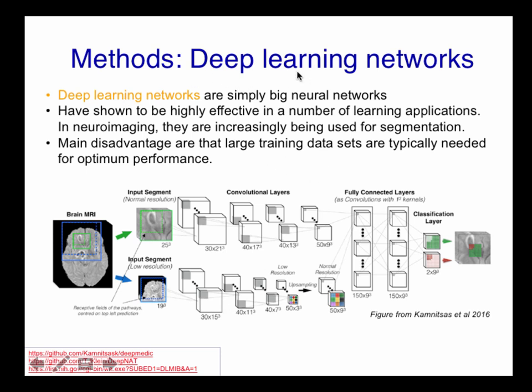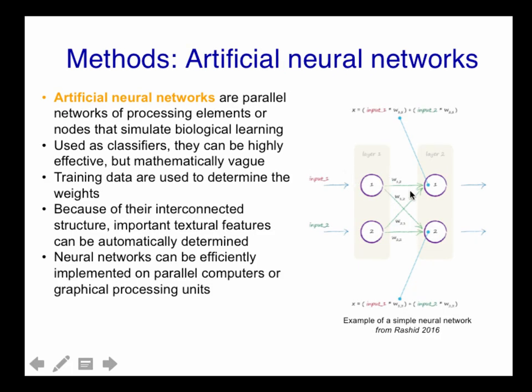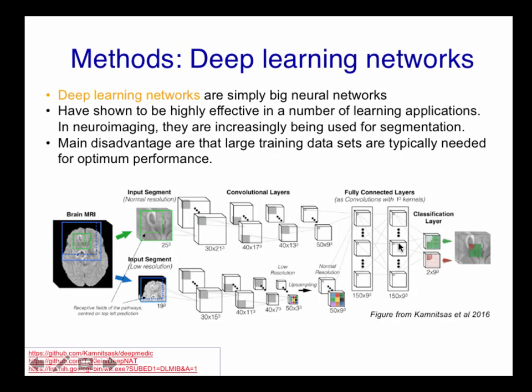So when you hear the term deep learning, it's simply a big neural network. I wouldn't call this a deep learning network. It's a 2-layer network, but if it has lots of layers, then you would call it deep learning. It's been shown to be highly effective in a number of applications and is increasingly being used for segmentation. The main disadvantage is that because you have this large network and you're estimating all these weights, you typically require a large training data set.